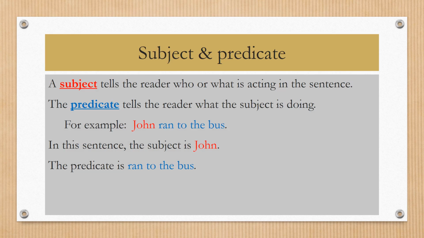Two primary elements that you need in every sentence are a subject and a predicate. The subject tells the reader who or what is acting in the sentence, and the predicate tells the reader what the subject is doing. For example, in the sentence, John ran to the bus, John is the subject, in red. Ran to the bus is the predicate. It tells us what the subject did. He ran to the bus.